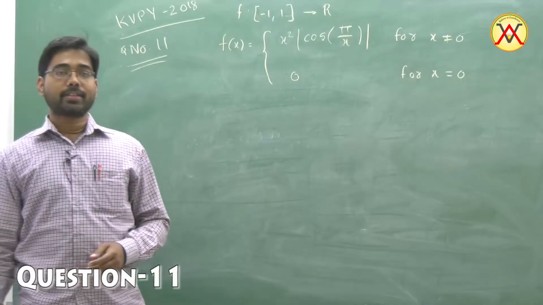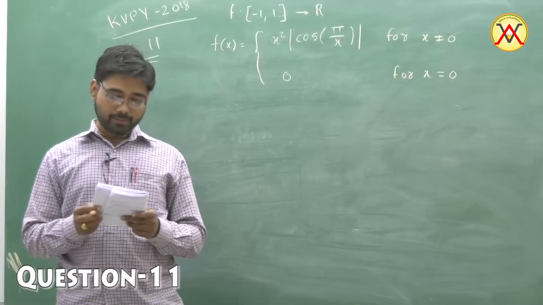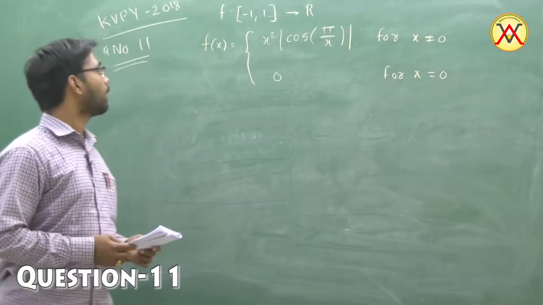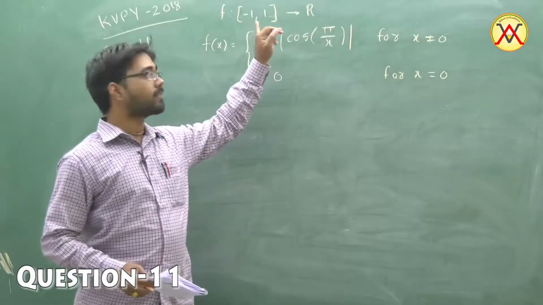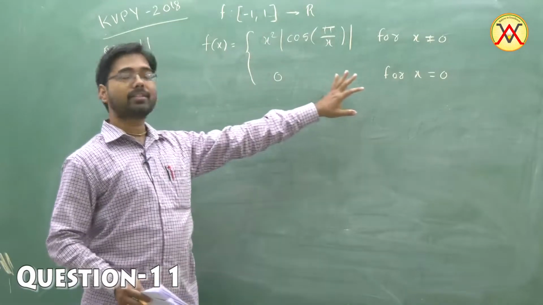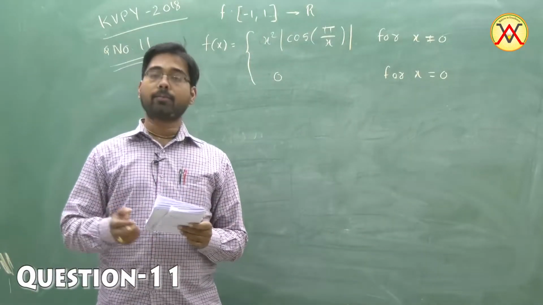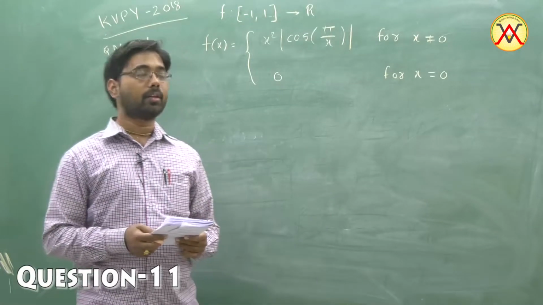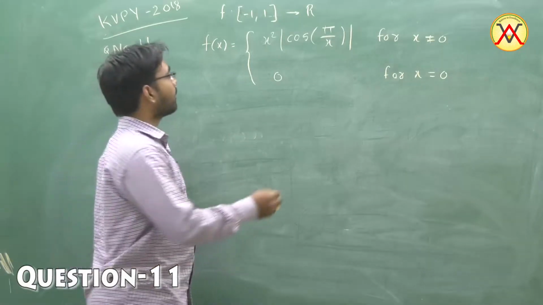Today we are going to discuss solutions of KVPY 2018 question number 11. So we have been given a function f from [-1, 1] to R, and the definition is given here. Now he is asking for the number of points, the set of points where f is not differentiable. So let us first of all see the function once.